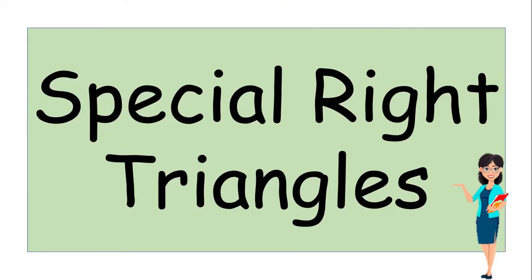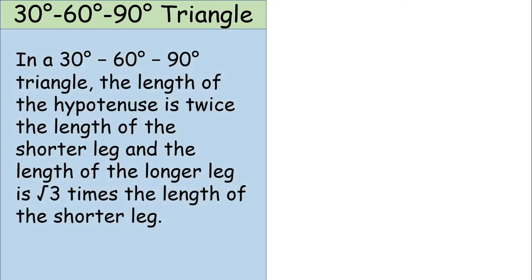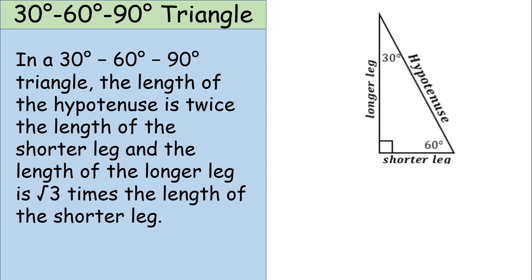So, dito naman tayo sa special right triangles. First one we have is the 30-60-90 triangle. The length of the hypotenuse is twice the length of the shorter leg, and the length of the longer leg is square root of 3 times the length of the shorter leg. So, for example, we have here the 30-60-90 triangle.